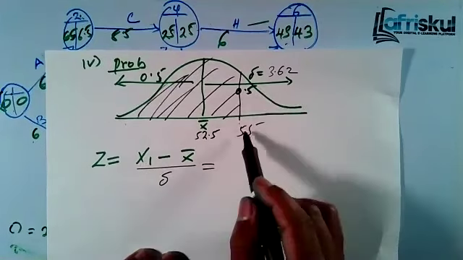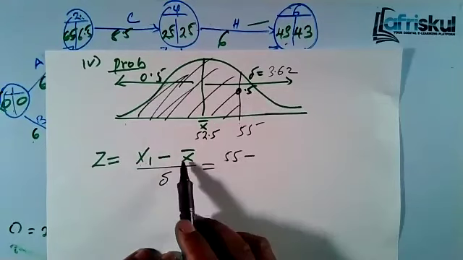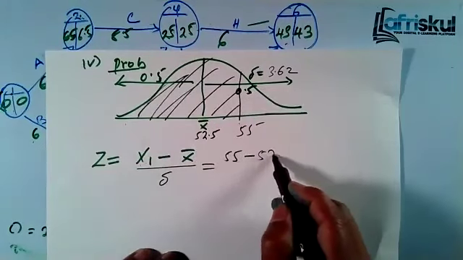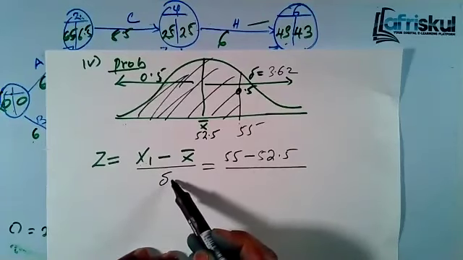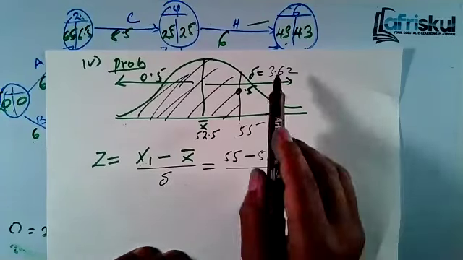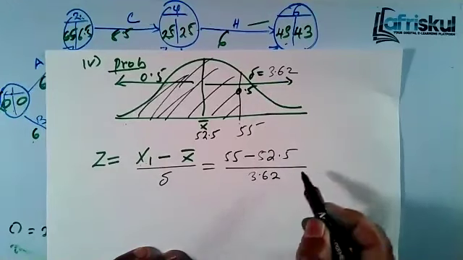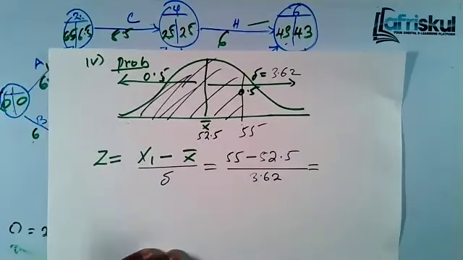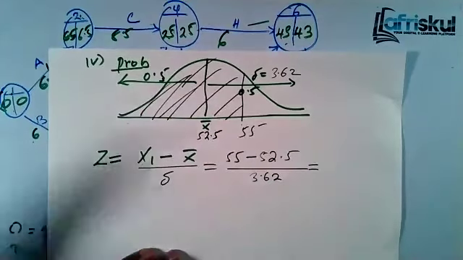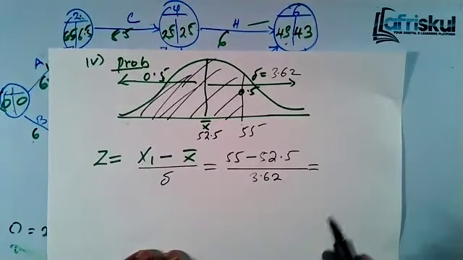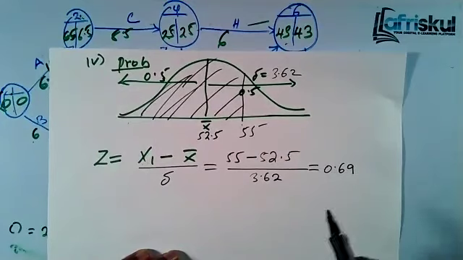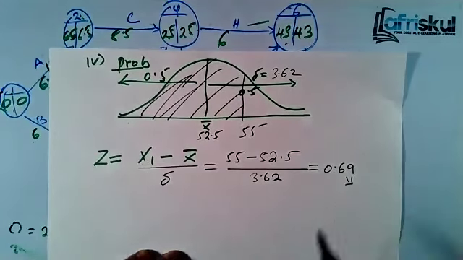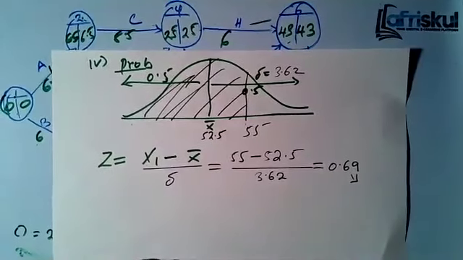So our Z is 55 minus X bar, where X bar is 52.5, and you divide by the standard deviation. Our standard deviation was how much? It was 3.62. If you do that, you should get 0.69. But that's not the probability. We read that one from the table.